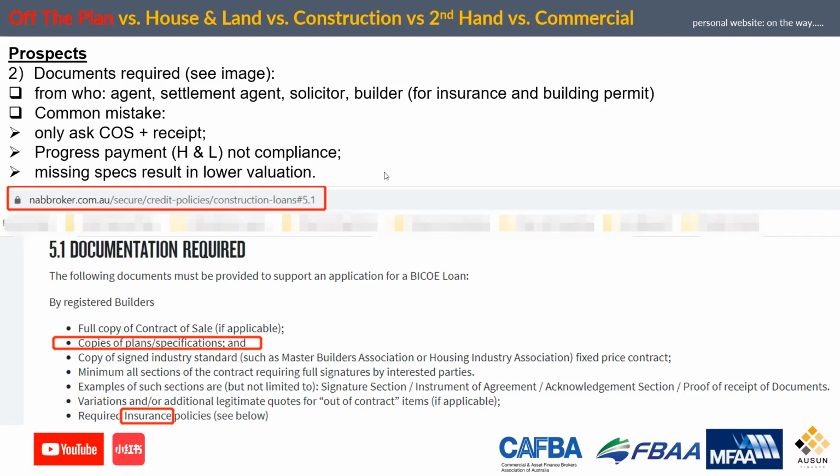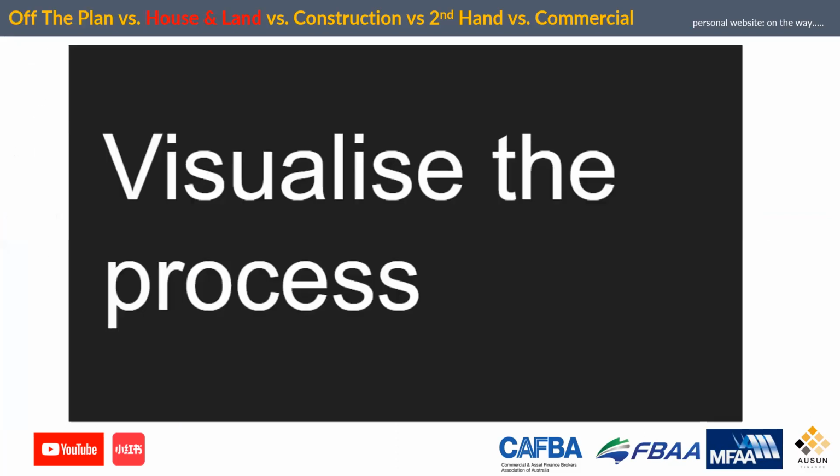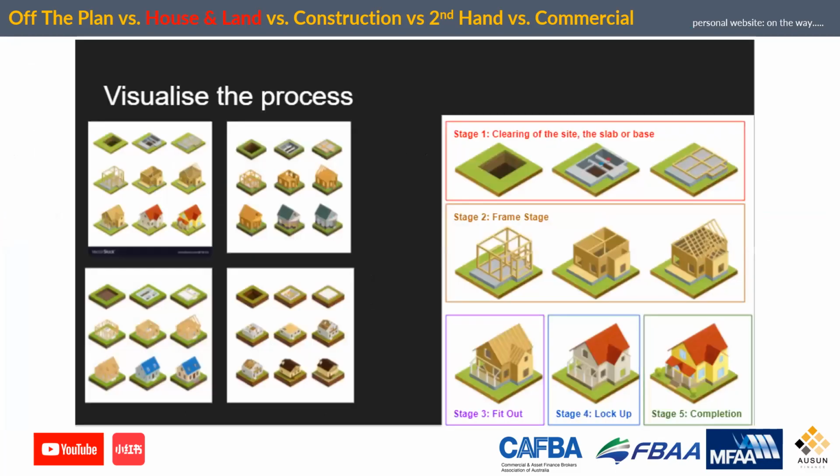Okay. So let's take house and land as an example. All right. Vivian asked the question: some is not necessarily house and land, some is a turnkey solution. That's exactly right. A turnkey solution is not house and land. You get a house when it's complete. But the building and construction progress is the same.